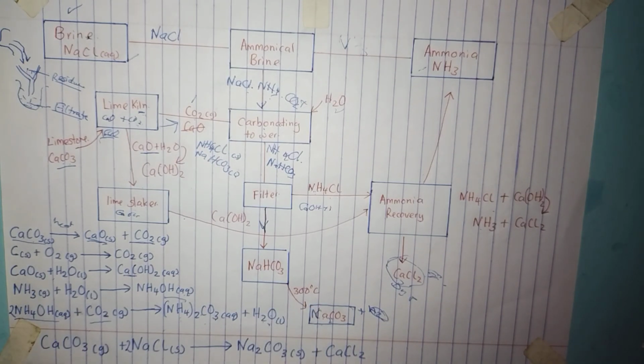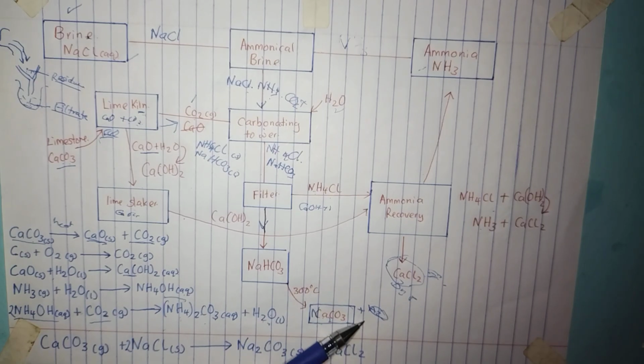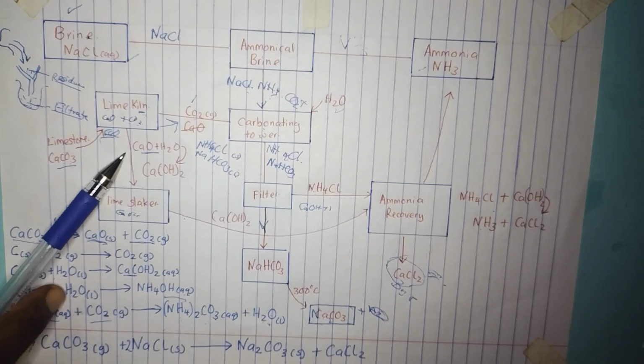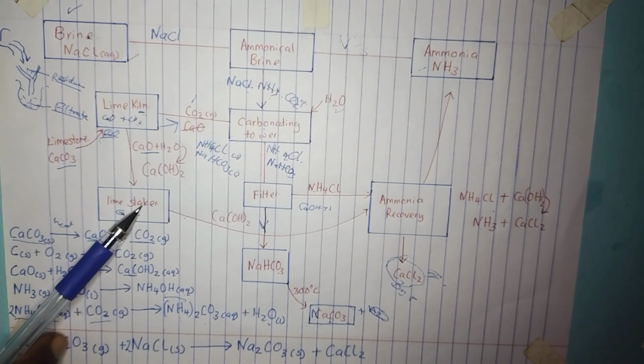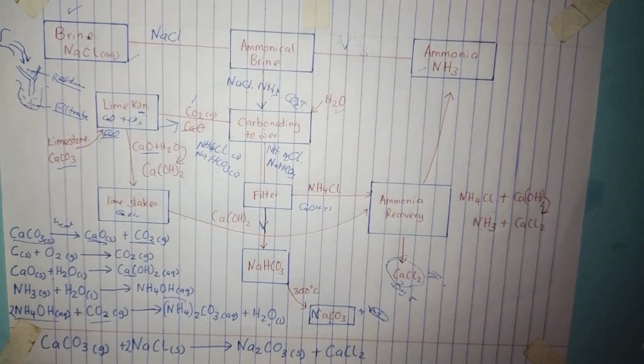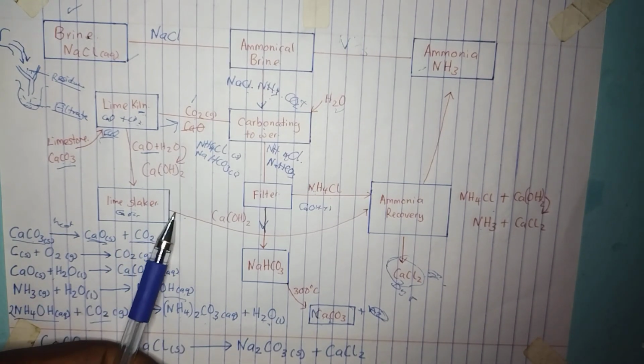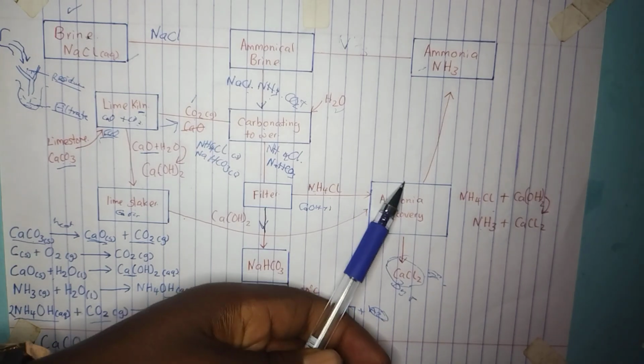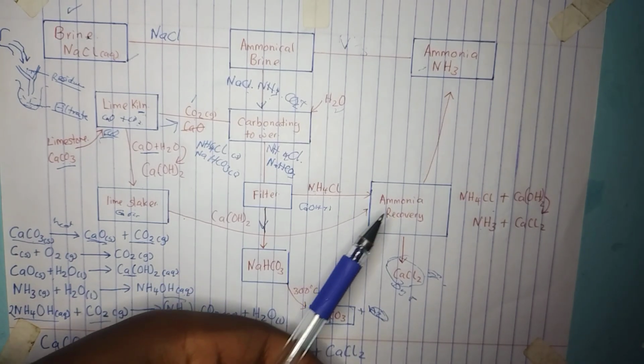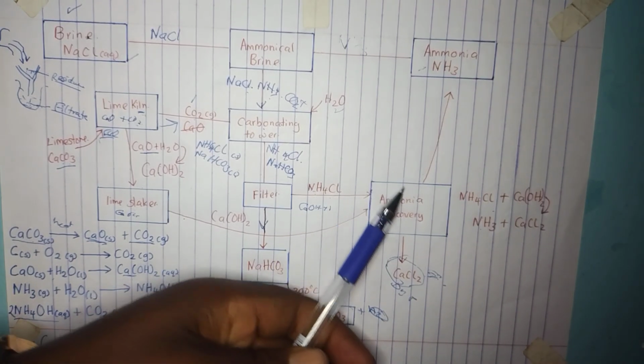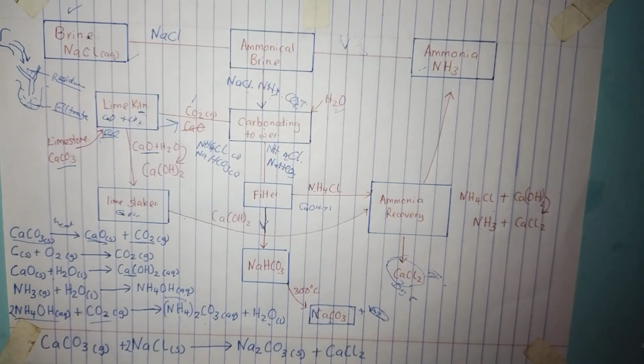And calcium oxide is also recycled from here, because here the byproduct from lime kiln was calcium oxide. Water is added to the calcium oxide. They can also decide to use this water here in the calcium oxide to produce calcium hydroxide. So this calcium hydroxide is taken to the ammonia recovery. So ammonia recovery reacted to produce ammonia, and it's that simple.